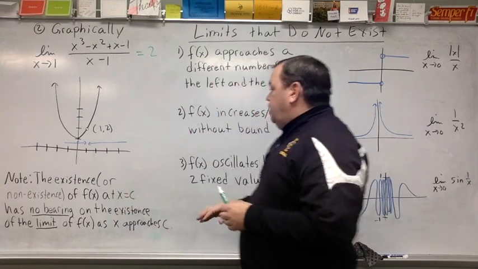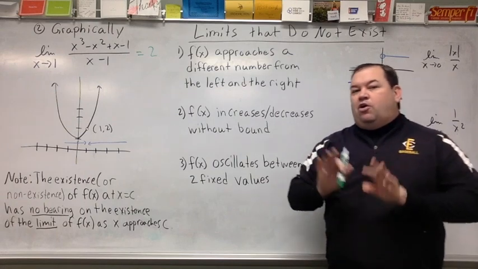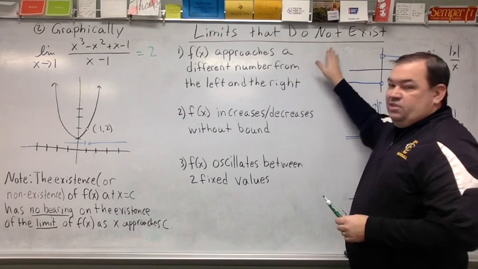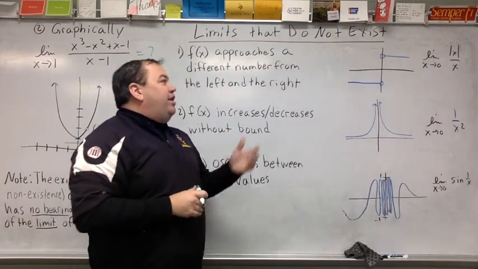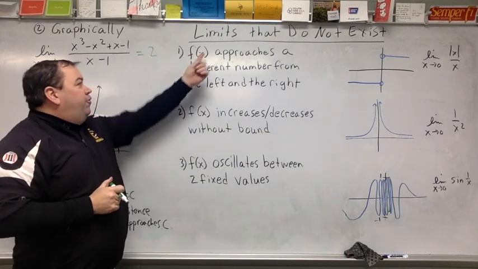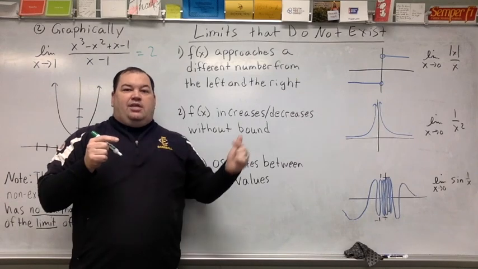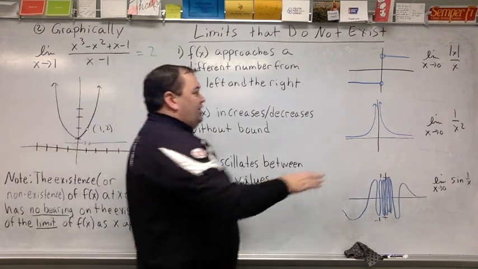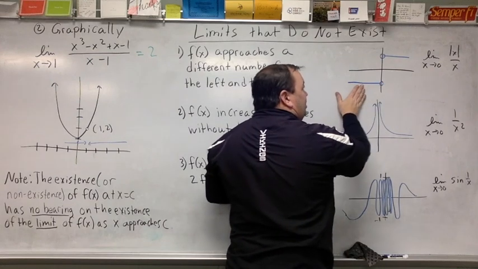Now, the strange thing that we do when we start talking about limits is we don't define all limits. We talk about the situations where limits don't exist. And there are 3 of these that we're going to discuss that cause issues. The first one talks about f of x approaching a different number from the left as it does from the right. The easiest one to talk about is a step function.